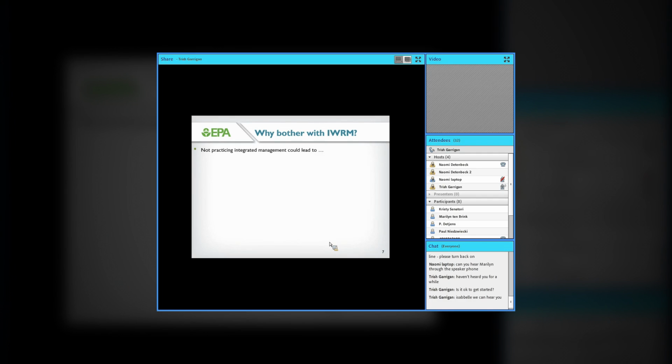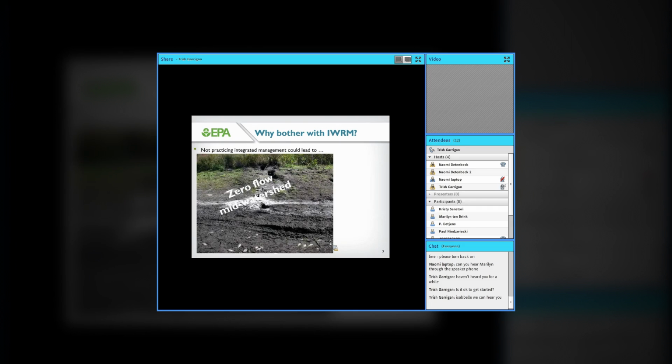But it can also lead to dry stream beds, so zero flow events. This is a nearby example in Ipswich, Massachusetts, where in the middle of the watershed there are low flow and zero flow events. And if you look carefully in the foreground there, those little white spots are dead fish, and that is the stream channel bed.